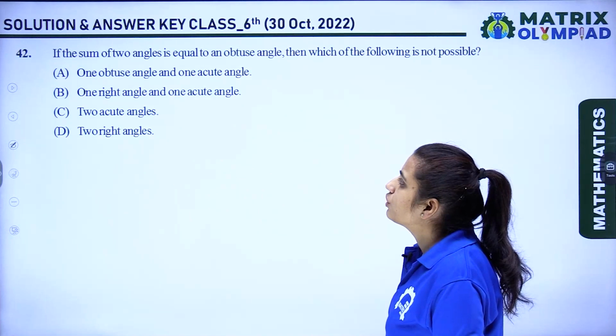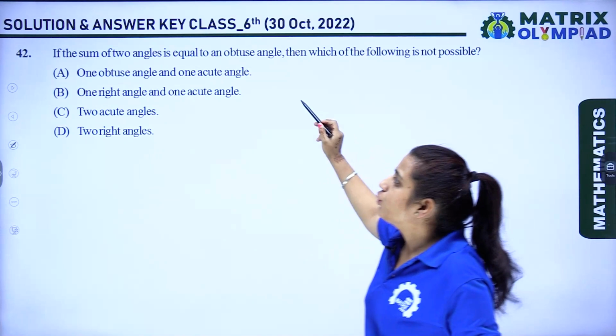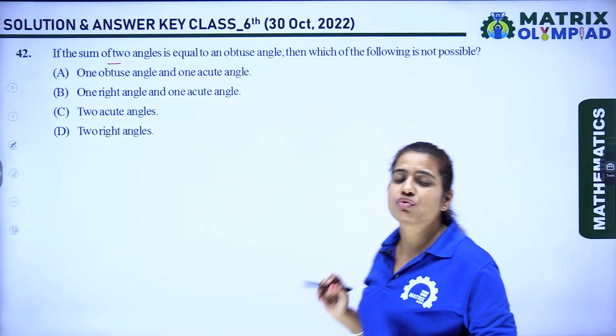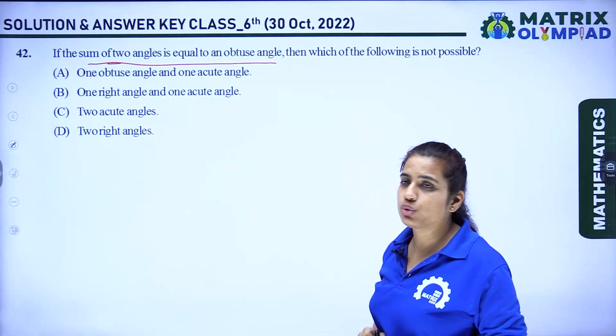Now the next question is 42. If the sum of two angles is equal to an obtuse angle, what you have to find out is which of the following is not possible? We have to find out the possibility which is not a sum of two angles equal to an obtuse angle.